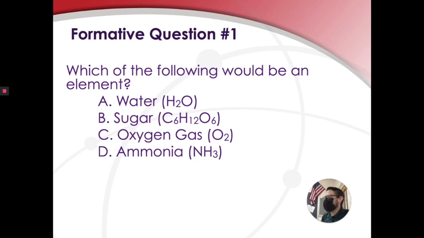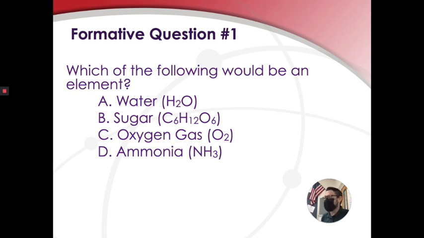Why is oxygen gas an element? It's only made out of one thing. So H2O, water. Water is very simple, yes, but it's made out of two things. The H is for hydrogen and the O is for oxygen. So we can actually split a water molecule into simpler things, into just hydrogen and just oxygen. Okay. Sugar and ammonia are bigger and more complex. We have more stuff going on there.